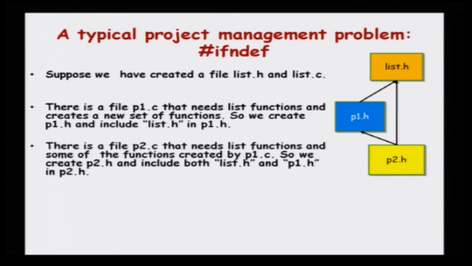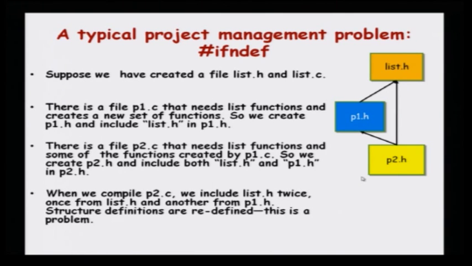Now, suppose that I have another file p2.c. Now, p2.c needs some functions in list.h and some functions in p1.h. So, now when I write p2.h, I will say include p1.h and include list.h. Now, what happens is that when we compile p2.c, list.h gets included twice. First, because it directly includes list.h, and second, because it includes p1.h, which itself includes list.h. So, list.h code will be copy pasted twice in p2.h.